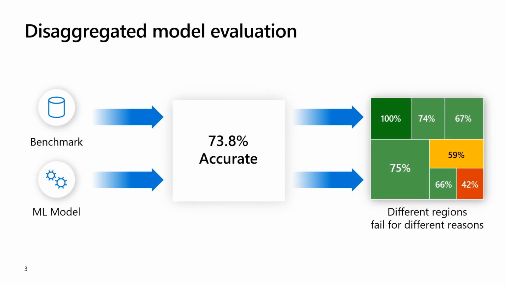However, if we look under the hood and slice the training data or the test data on different input conditions, we often find that model performance is far from uniform. In fact, there may be cohorts in the data for which the model has a much lower performance and higher failure rate. In fact, these different regions of the data may also fail for very different reasons.